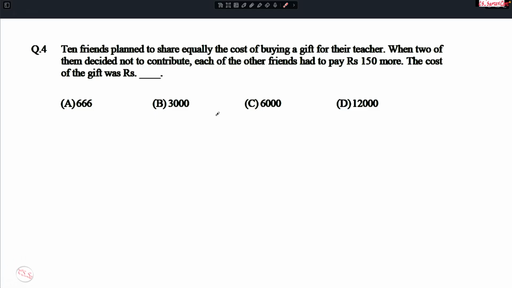Okay, students, so today we're going to solve this question. The question states that 10 friends plan to share equally the cost of buying a gift for their teacher. So the information that they are providing is that 10 students, right? 10 students, no more like friends, because friends is mentioned over here, and they're going to give a gift to the teacher. Very good.